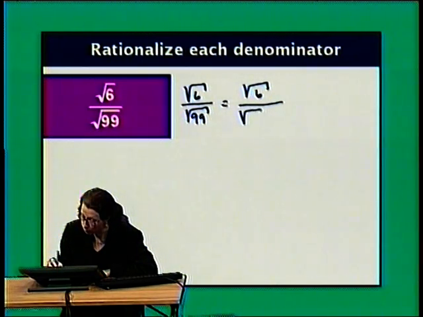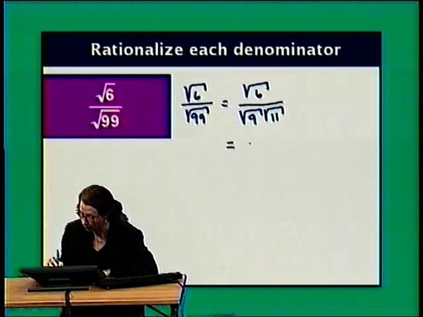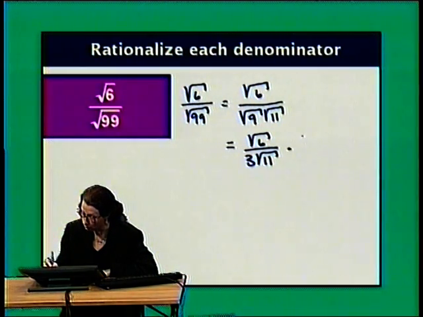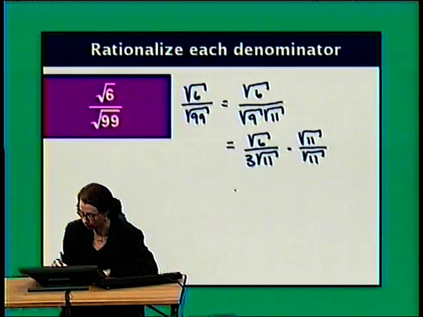So I'm going to rewrite the denominator as the square root of 9 times the square root of 11. 9 times 11 is 99. So now I have radical 6 over 3 times radical 11. Radical 11 is my only irrational factor in the denominator. So I'm going to multiply both the numerator and the denominator by the square root of 11.